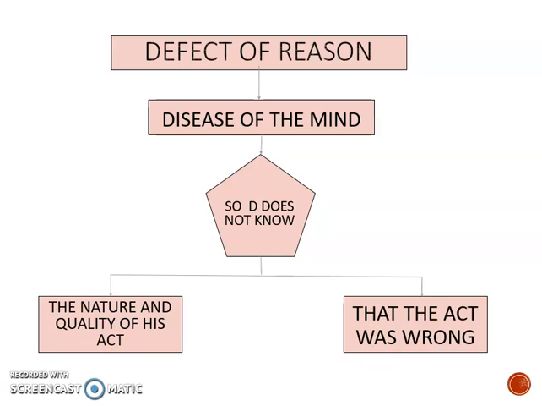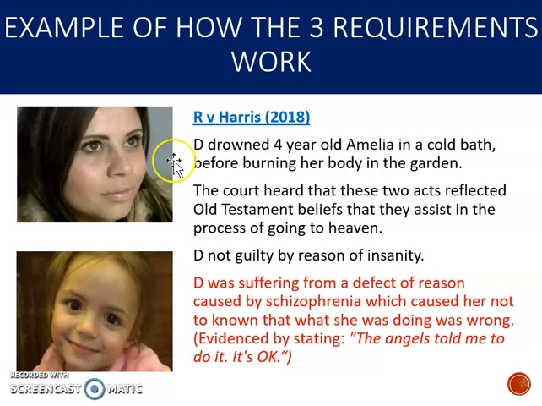So, before we look at each of the requirements in turn, I want to talk to you about a case called Harris from 2018. And this is just quite a nice example of how the 3 requirements from M'Naghten work. Parts of this case are really shocking because it involved our defendant, a mum called Carly Ann Harris, who was 38, who drowned her 4-year-old daughter, Amelia, and then set her body on fire on a patio table in the garden.